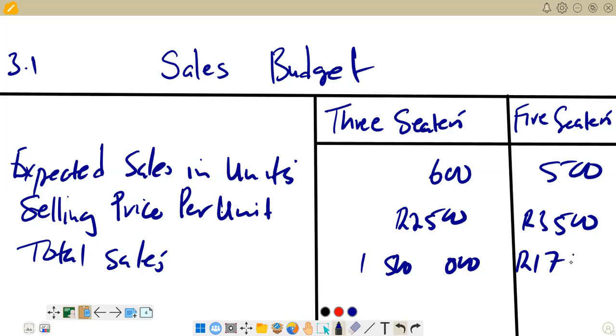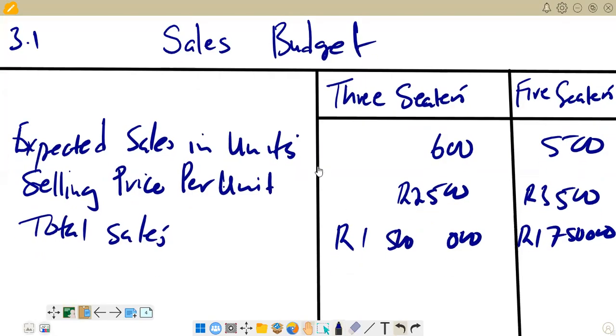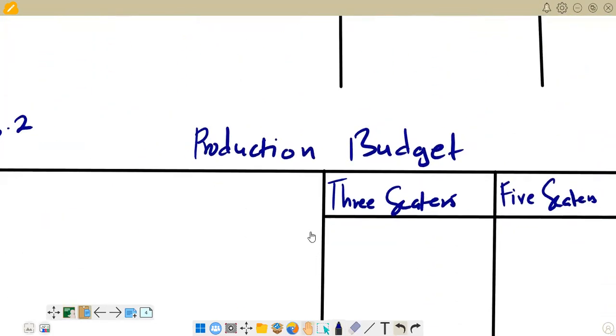1,750,000. So this is what we have, and also here we should show that it's the value we are expressing in terms of value. Then this is what we have in terms of sales budget. We go to the next one, which is the production budget.